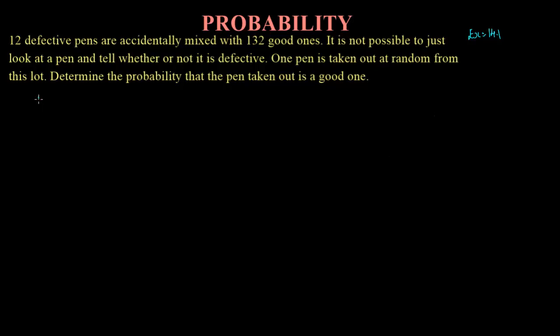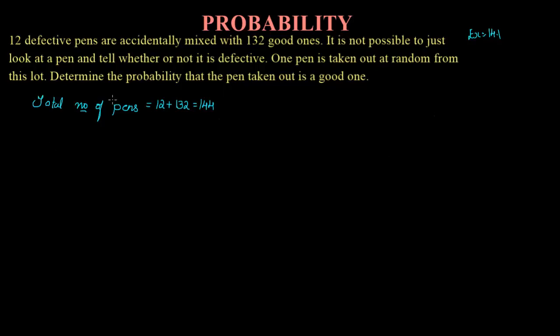So there are totally how many pens? Total number of pens. So how many are there? It is 12 plus 132, right? You need to add these two and get the answer. So 132 plus 12, how much are you going to get? It is 144, right? So totally there are 144 pens.